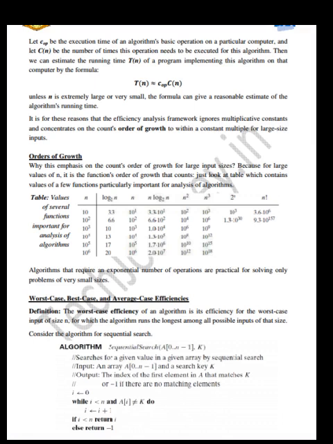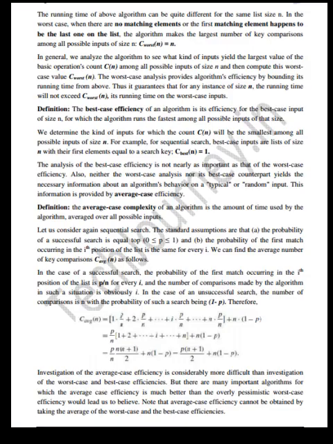Definition. The worst case efficiency of an algorithm is its efficiency for the worst case input of size n, for which the algorithm runs the longest among all possible inputs of that size. Consider the algorithm for sequential search. See the figure. The running time of the above algorithm can be quite different for the same list size n.